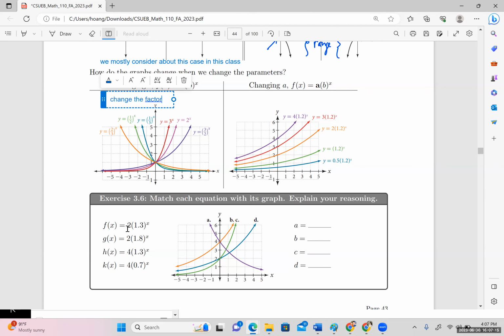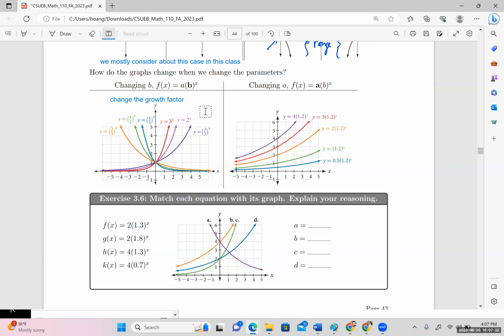Right, the growth factor, or growth or decay factor, something like that. I usually call it growth factor. Okay, and take a look at that.